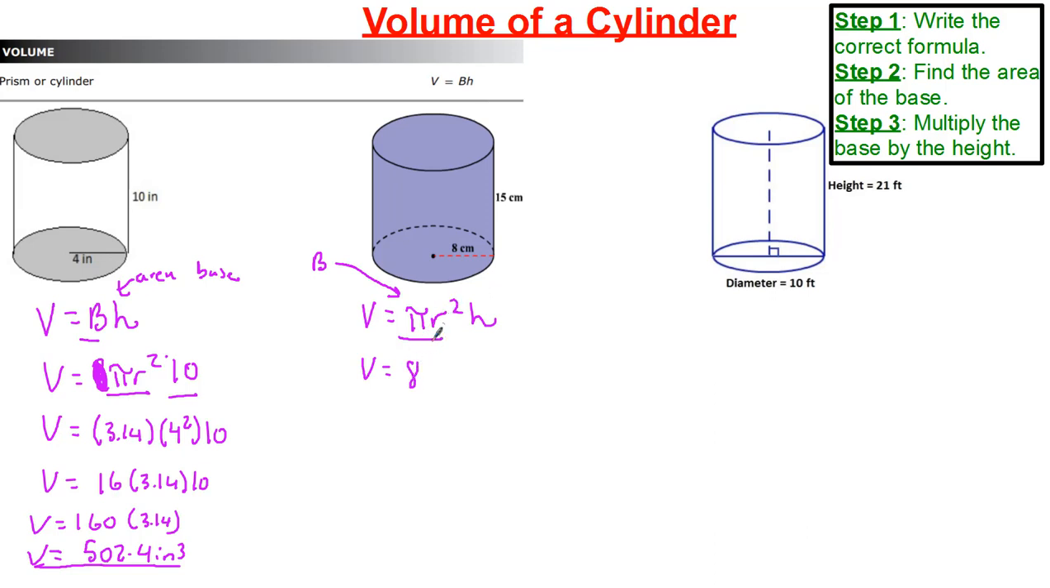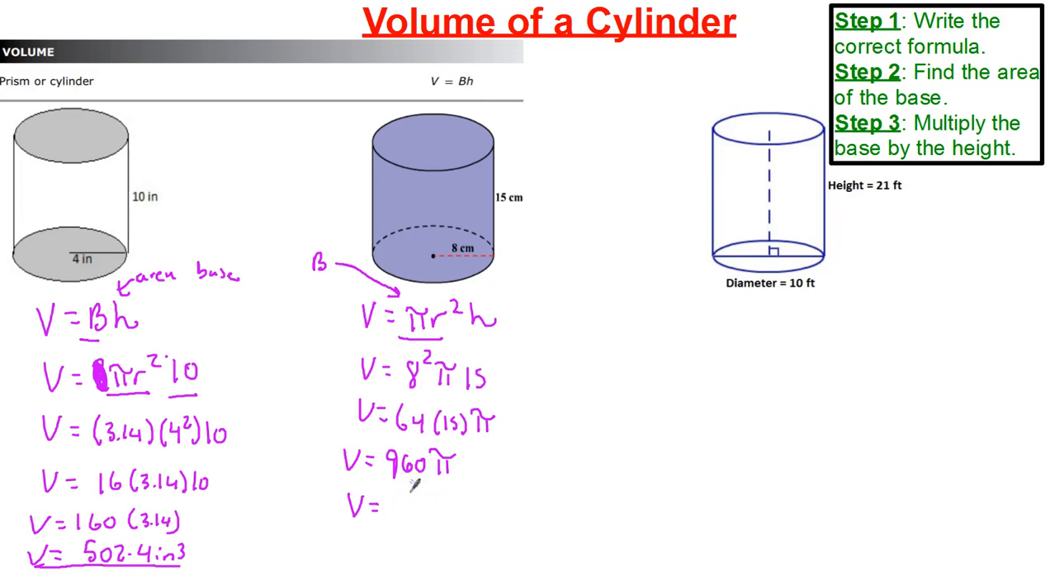8 squared pi times the height, which is 15. So volume is equal to 64 times 15 times pi. All I did was switch the numbers around. So 64 times 15 is going to be equal to 960. So 960 pi is my answer if I were to ask you to leave it in terms of pi.